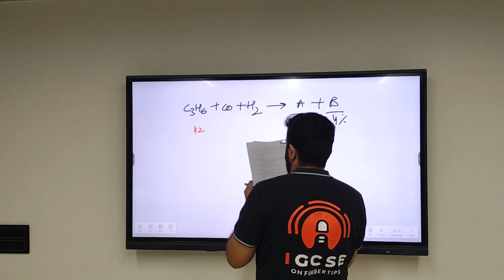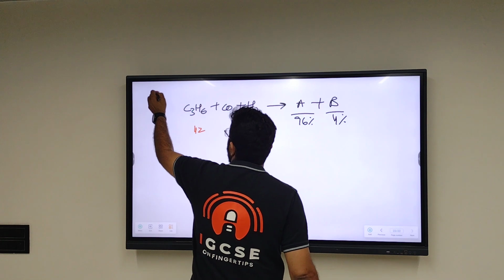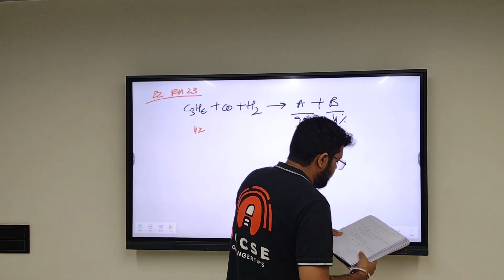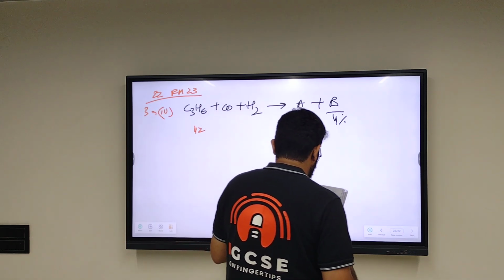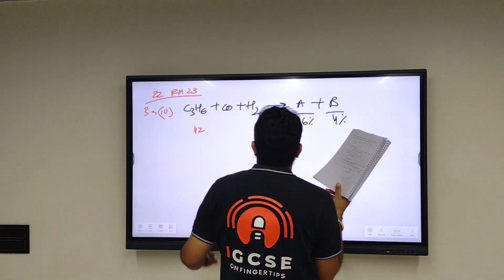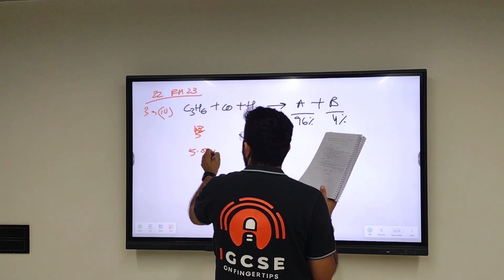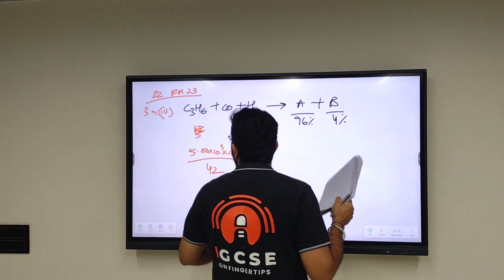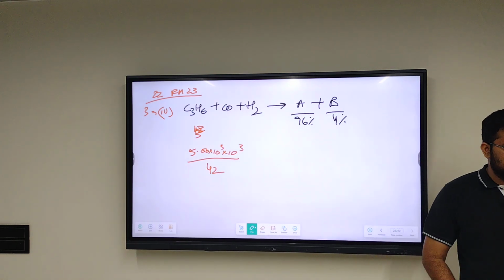Sir, which paper is it? It is the same, 22FM23. The last question, Question 3A4. Okay, 42 is its mass. Then divide, so basically 5.00 into 10 to the power 3 into 10 to the power 3 because it is kilogram, divide by 42 will give you the moles of C3H6.